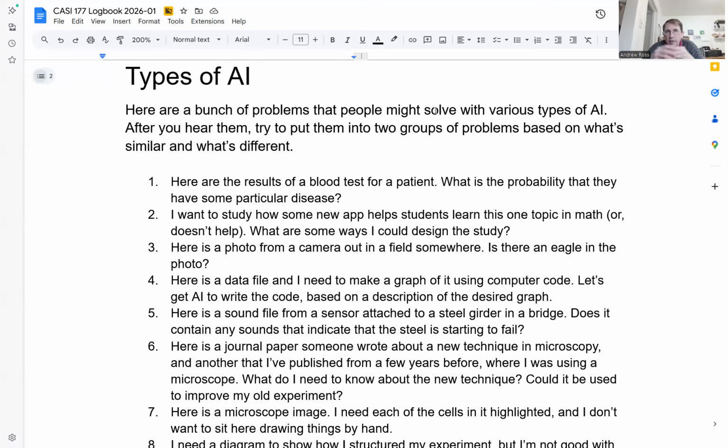Let's talk about some different types of AI. I'm going to start by giving some example problems that people might solve with various types of AI. See if you can spot some similarities between some of the problems and some differences between the two groups.